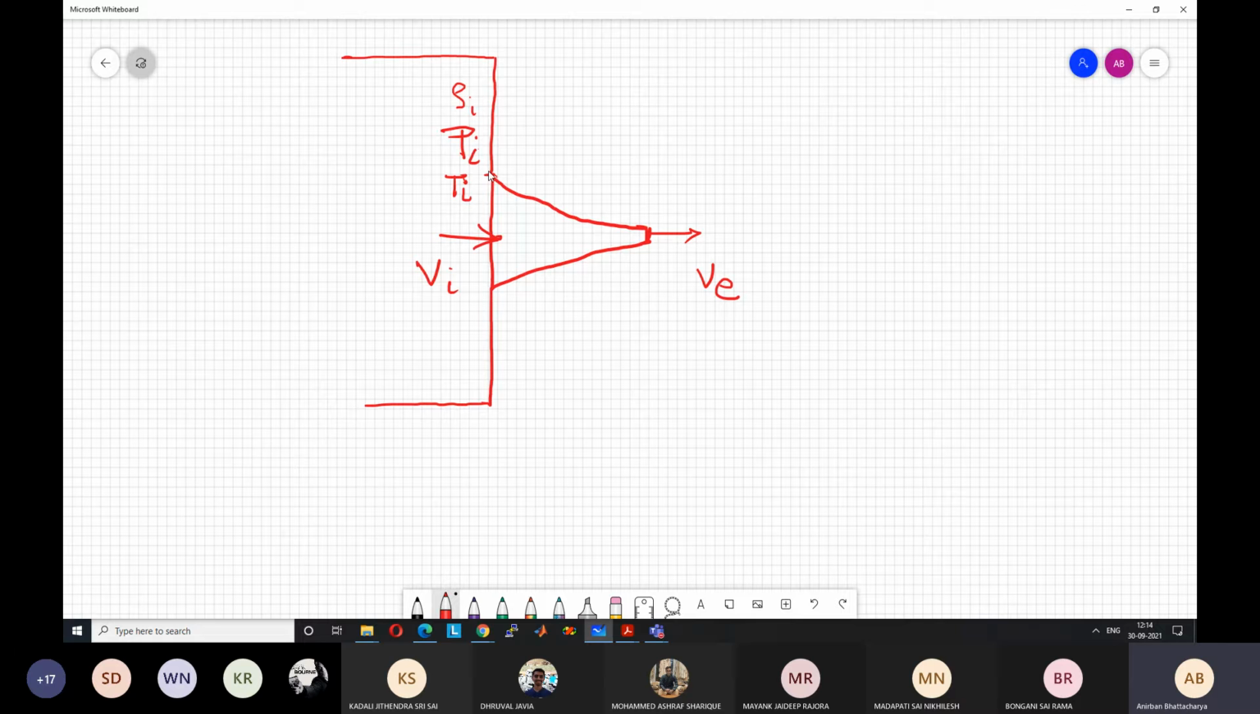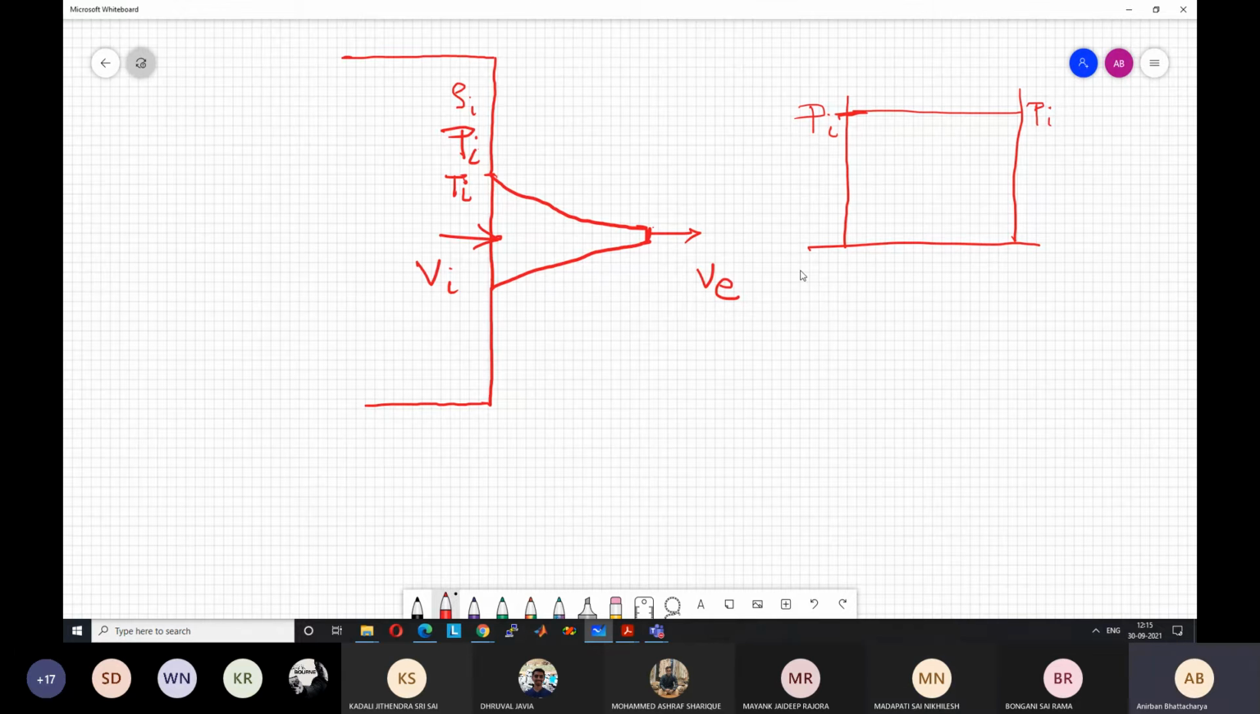So say the pressure at the inlet is Pi, and at the exit initially I also have Pi pressure. Okay. So what will be the mass flow rate through the nozzle? Zero, because there is no pressure difference.